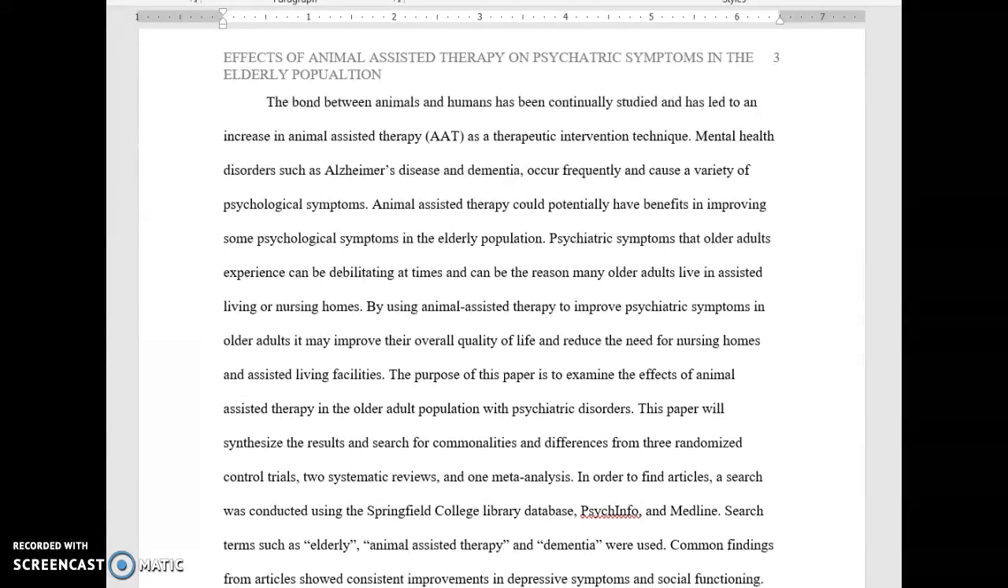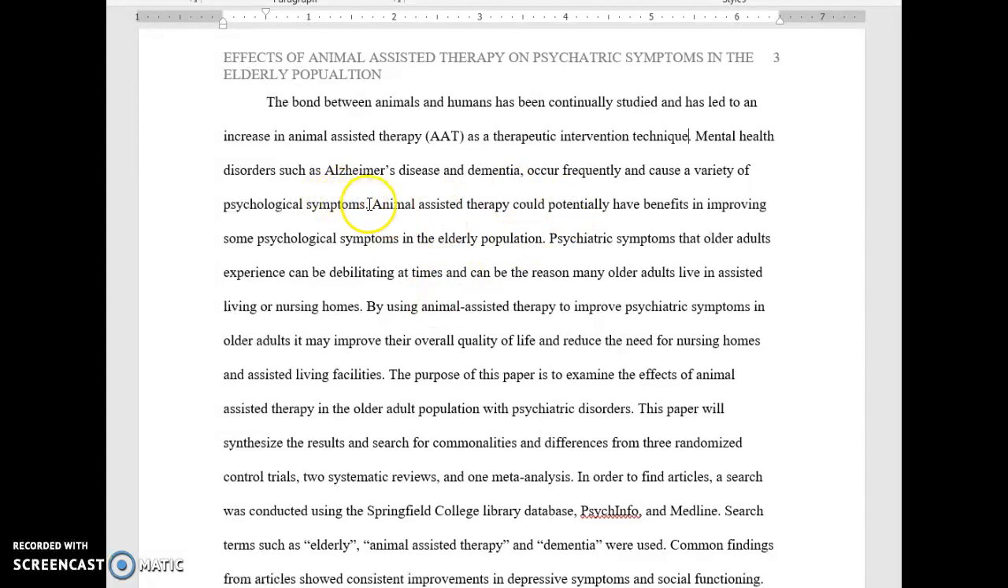Here at the beginning of the introduction, "the bond between animals and humans has been continually studied and it has led to an increase in animal assisted therapy." Do you have any evidence to support that statement? How do you know that there's been an increase in animal assisted therapy as a therapeutic intervention technique? A citation here to support that statement would be really helpful.